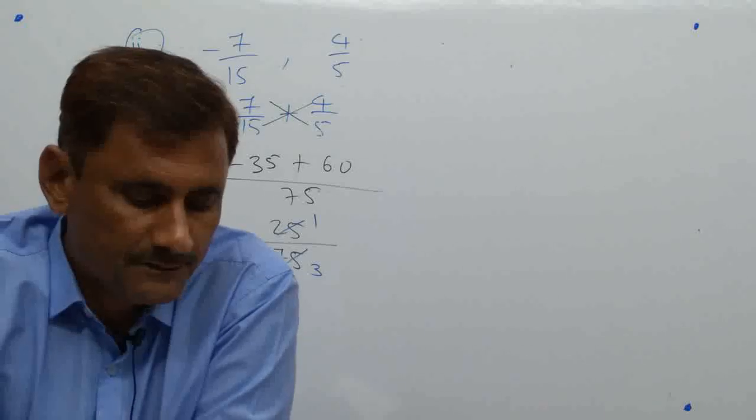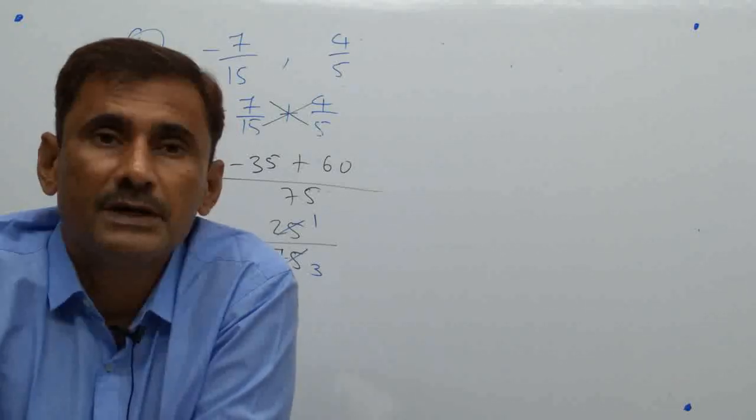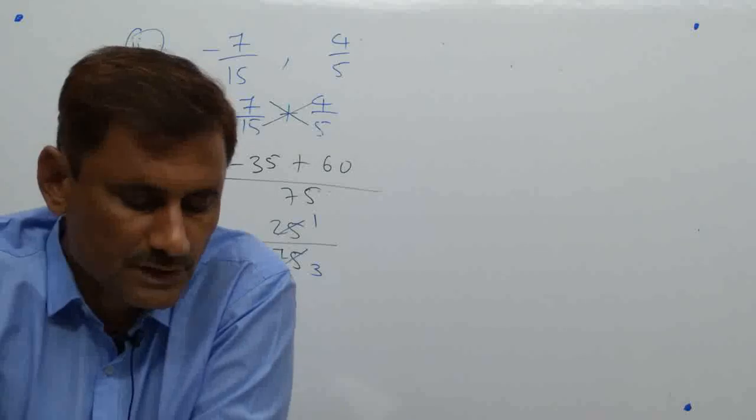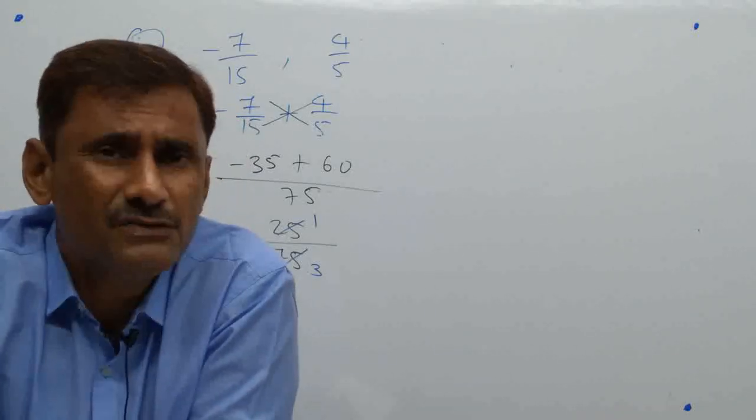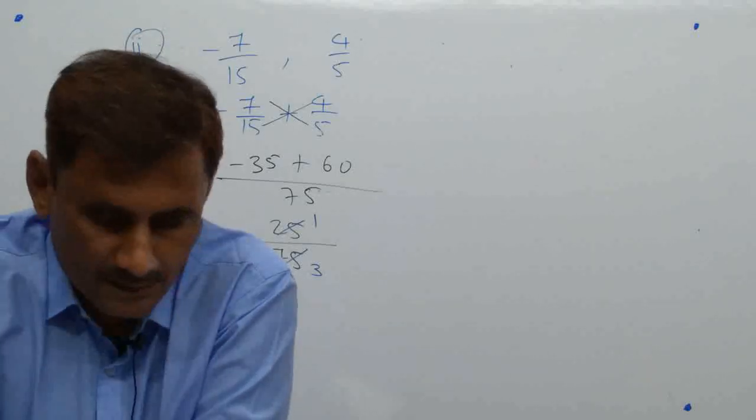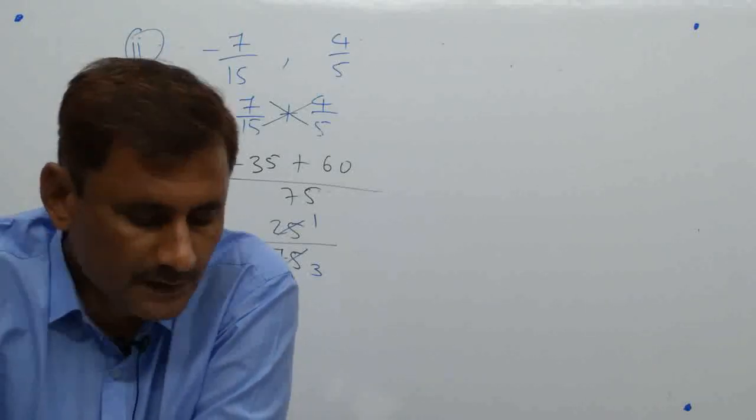Number 10, additive inverse of minus 5 by 12 is plus 5 by 12. So in example number 10, D will be the answer. That is very simple. Now it is subtraction.